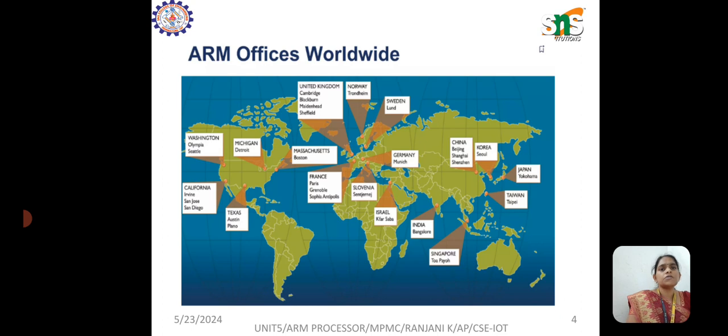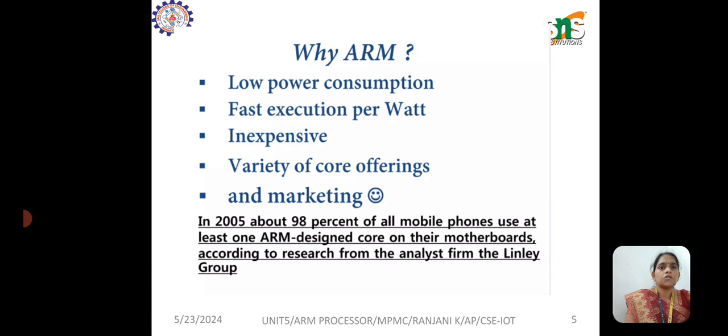These are the ARM offices which are located worldwide. Next, let us see why we go for ARM. It has low power consumption and fast execution per watt, and it is very inexpensive, with a variety of core offerings and marketing. In 2050, about 98% of all mobile phones use at least one ARM designed core on their motherboards, according to research from the analyst of Linux groups.